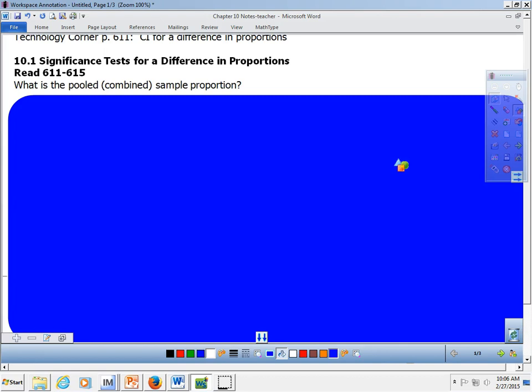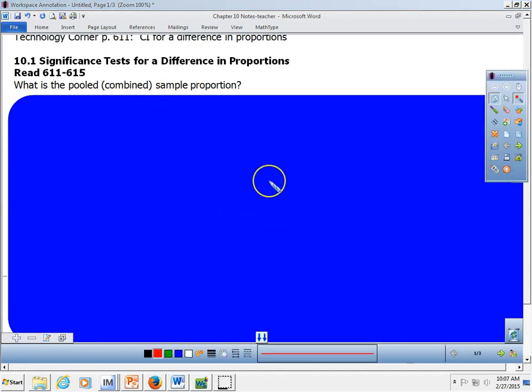So what we want to talk about now is trying to find statistical significance that there is a difference in the true population proportions of two groups or two different populations. And so that's what a significance test is designed to do. Not to give us an idea of what that difference might be, but just to test to see if there's a significant difference in our population proportions.